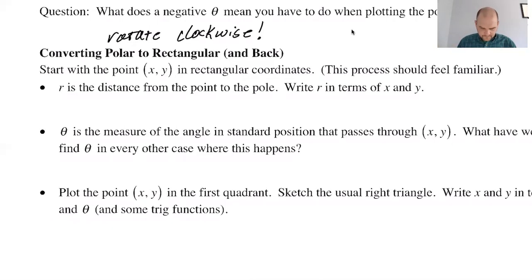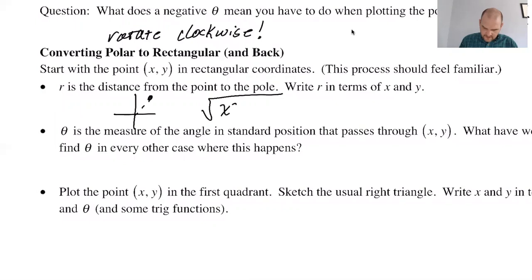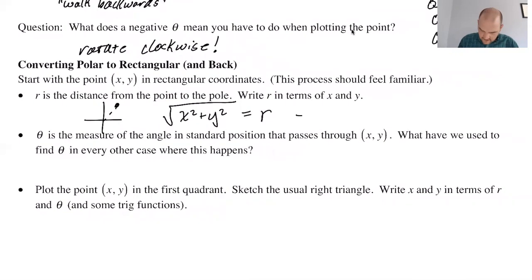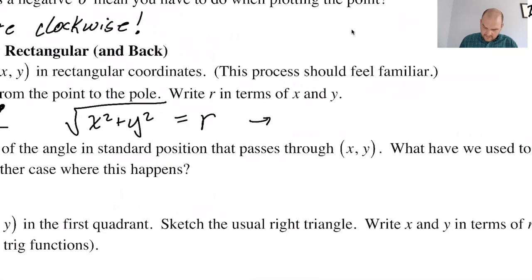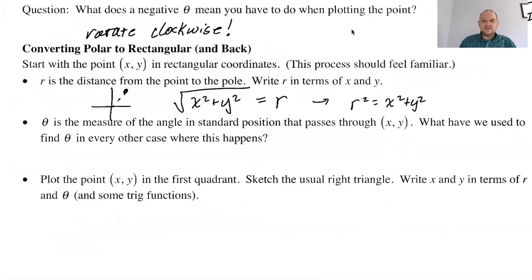So r is the distance from a point in the plane to the pole, which we know how to do. I'm going to do a little picture for us, but we know that the square root of x squared plus y squared is going to equal r. In polar, it's more common to think that r squared is x squared plus y squared. So theta is the angle measured in standard position passed through (x, y). We've done this a million times. These are just point in the plane problems.